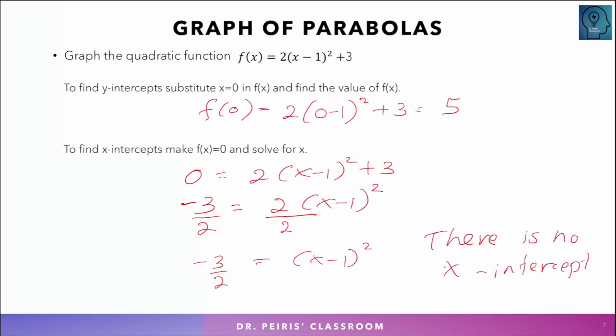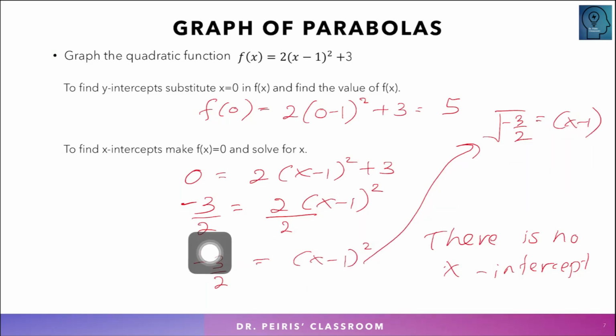because we are getting a square root of a negative value. If we want to find the x value, we take the square root of both sides. If you take the square root on this side, it becomes x minus 1, and the square root of this side becomes the square root of negative 3 over 2, which is imaginary. So this is going to be imaginary, which means there are no real roots, so there is no x-intercept in this case.